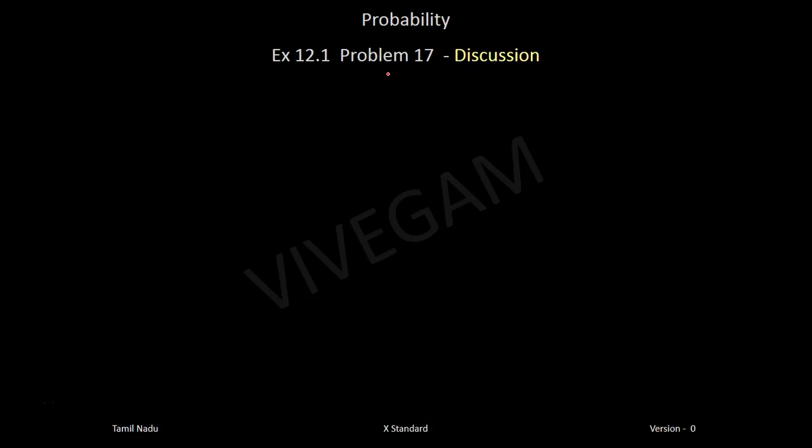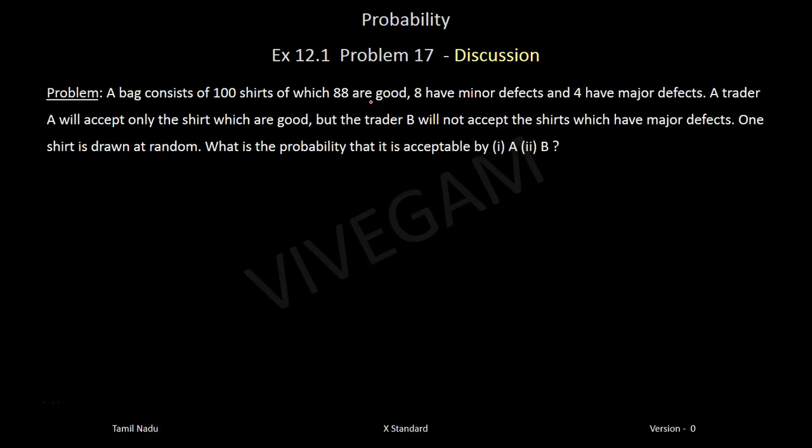Exercise 12.1, Problem 17, discussion. Let's read the problem. A bag consists of 100 shirts, of which 88 are good, 8 have minor defects, and 4 have major defects. A trader A will accept only the shirts which are good, but the trader B will not accept the shirts which have major defects. One shirt is drawn at random. What is the probability that it is acceptable by A? Then part 2 by B.